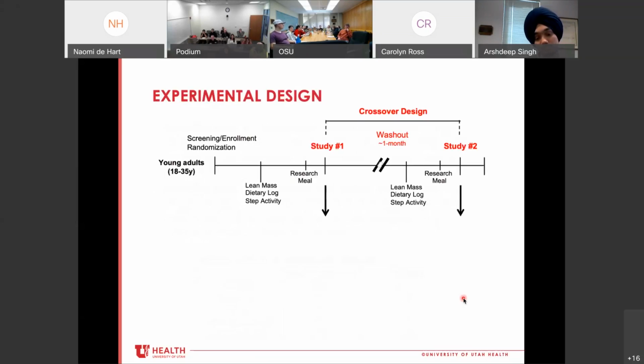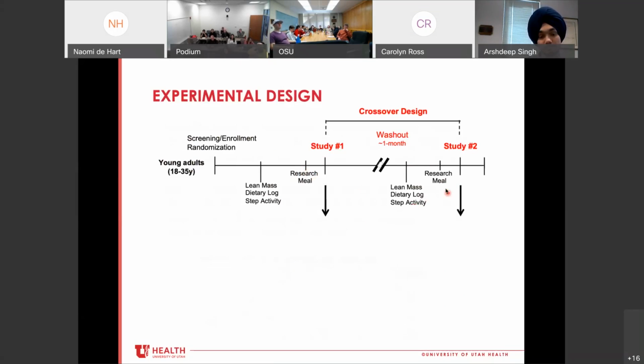Then the experimental design of the study. So here's the time course of the study. After recruiting 12 males and 12 females and screening them, enrolling them, they came to us for the study. There's 2 study days, study 1 and then study 2. They recorded their food prior to both study day 1 and study day 2 for us to get an idea to what they eat on a regular basis and how much protein they consume.